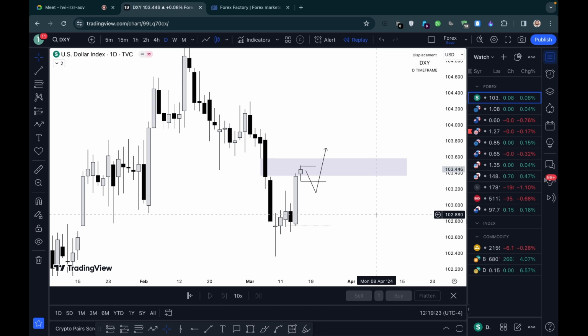So you still have to wait. There are multiple things which can be possible, but this is how you do it. You wait for candle closing. That makes the trade high probability. You got the idea, right?